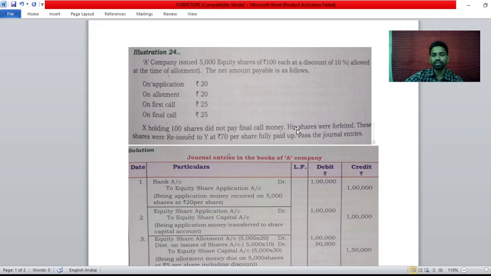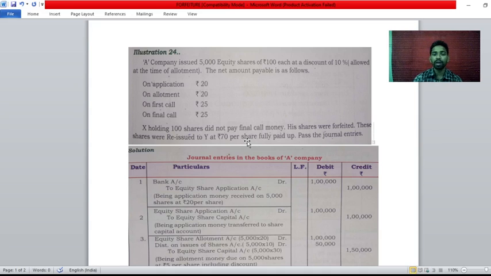So his shares were forfeited. It means for these 100 shares the company cancelled the rights of the shareholder. These shares were reissued to a buyer at rupees 70 per share, fully paid up. So whatever 100 shares are remaining with company A, they are going to reissue to buyers at rupees 70. Actually the share price is rupees 90, but now they are going to issue at rupees 70.